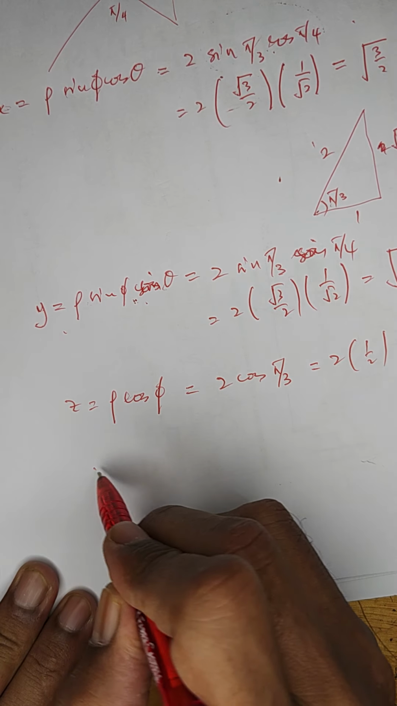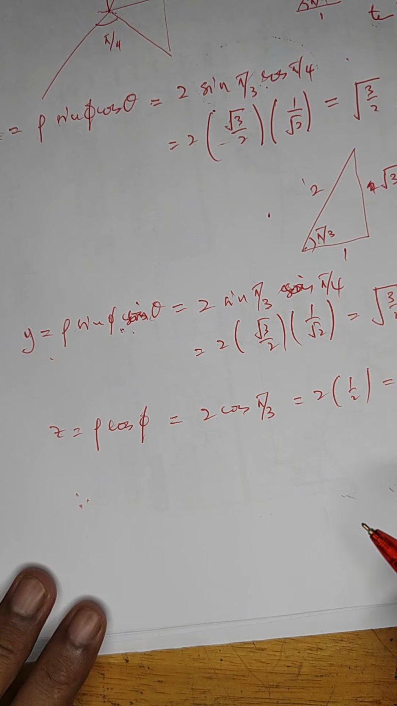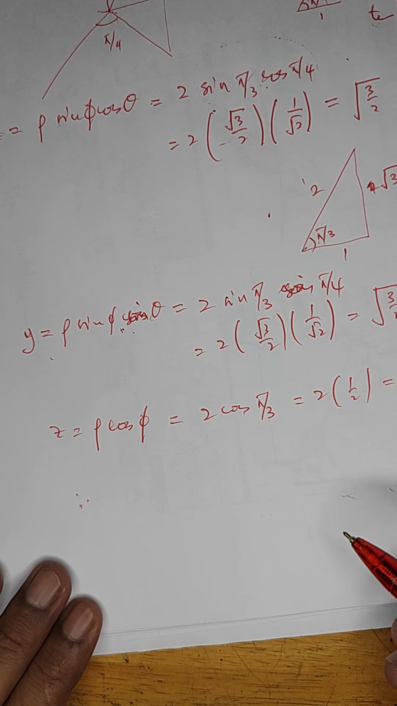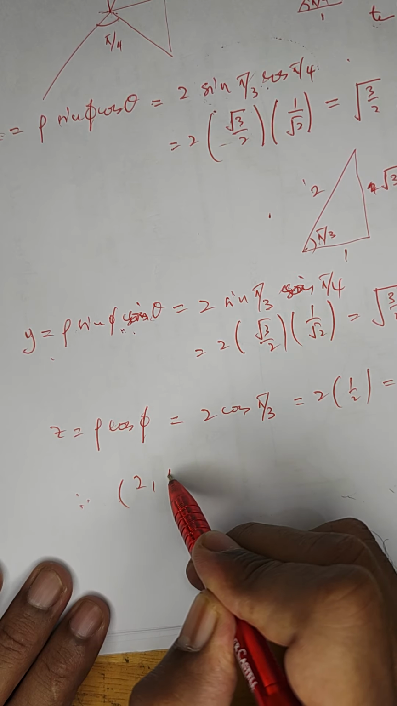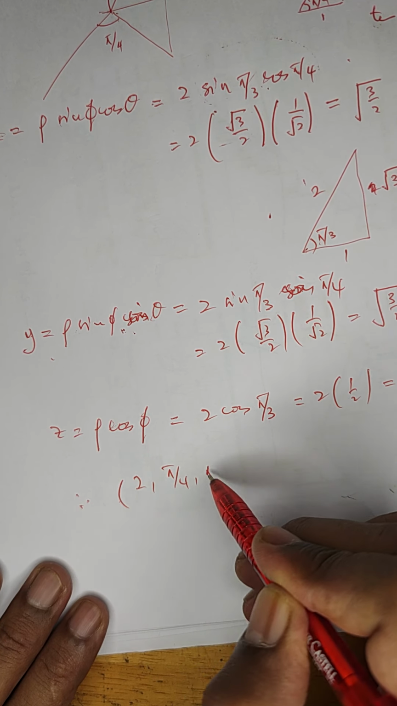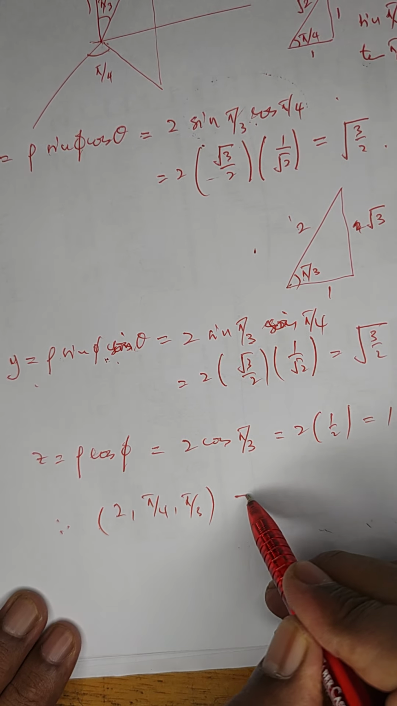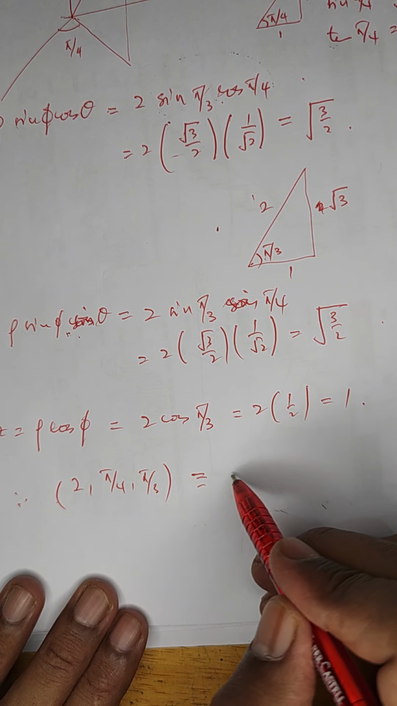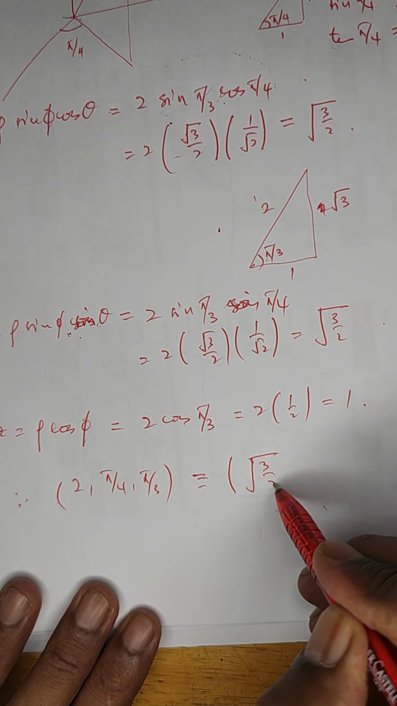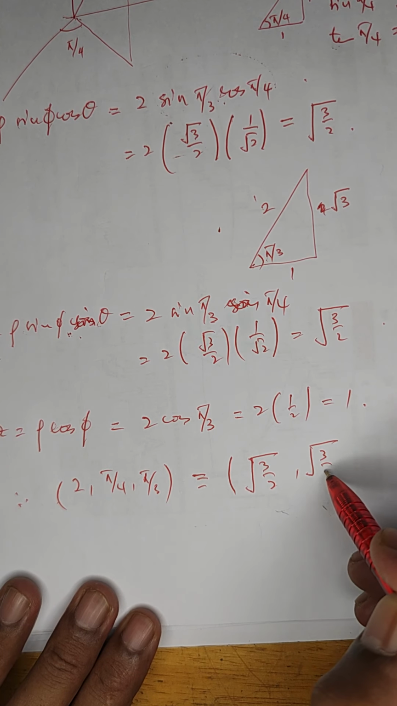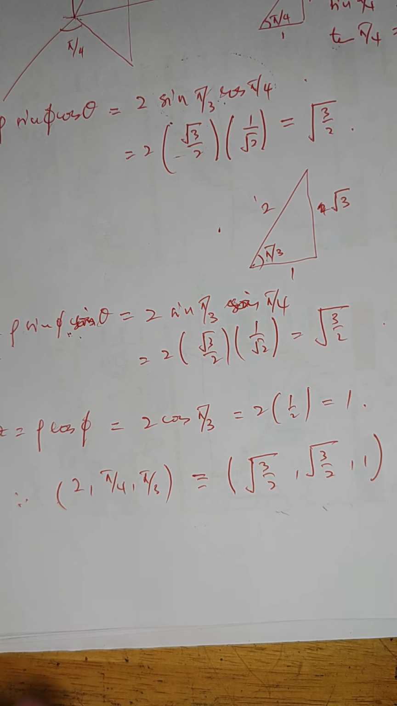Therefore, the given spherical coordinates (2, pi over 4, pi over 3) can be written as rectangular coordinates root 3 over root 2, root 3 over root 2, and 1.